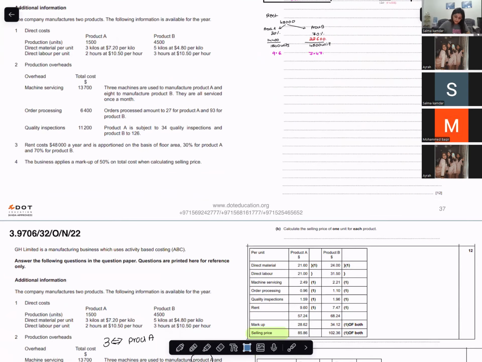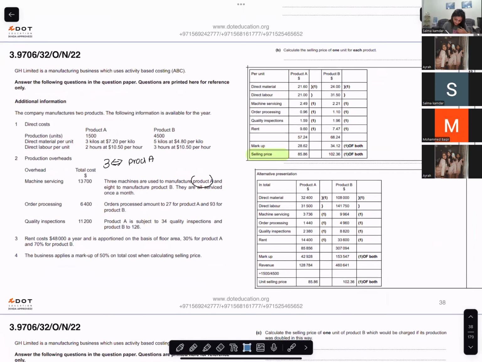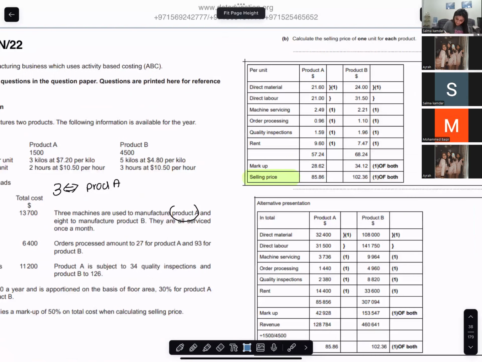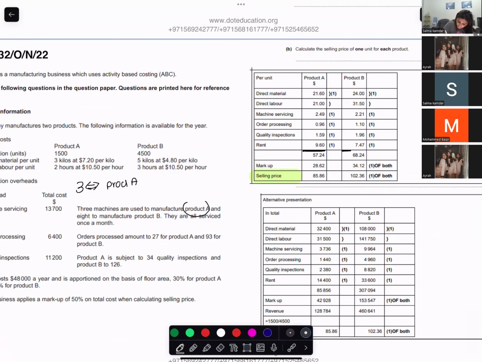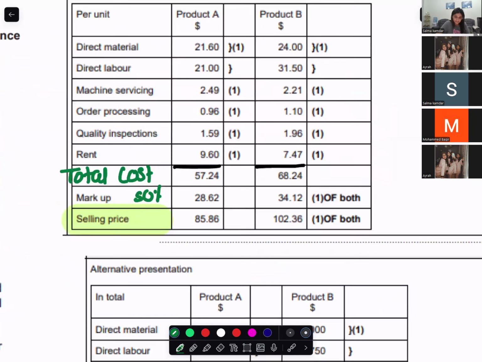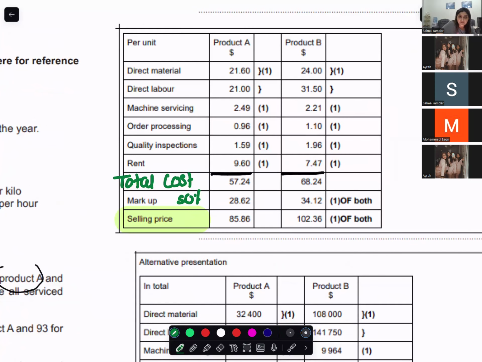The business applies a markup. So we first have to total all the costs that we've gotten. So this is the total cost. The markup is 50%. How much is the total cost? 57.24. The markup is on cost at 50%. So 50% is this much, 28.62. And 50% of 68.24 is 34.12.